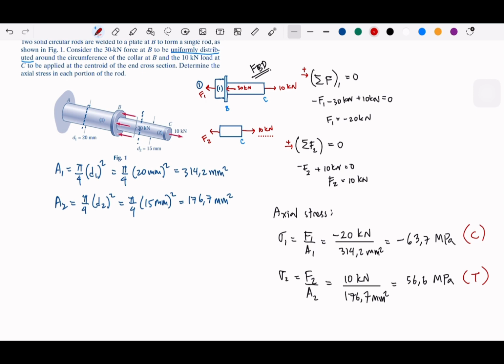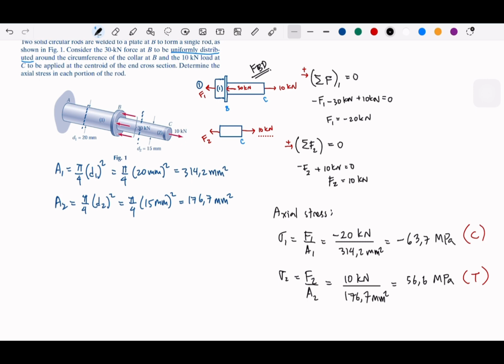Sigma 1 is here, which means it makes sense that this has a compressive stress. And sigma 2 here, I think it also makes sense that this has a tensile stress. So we have that, compressive and tensile stress, okay. That's the stress. Okay, so let's move to another subject, which is the strain.